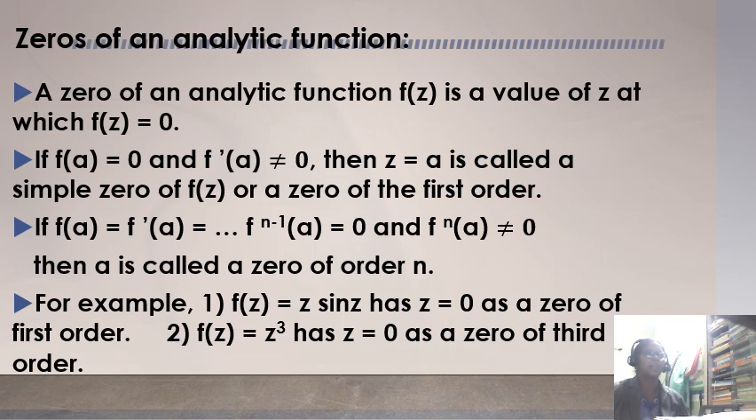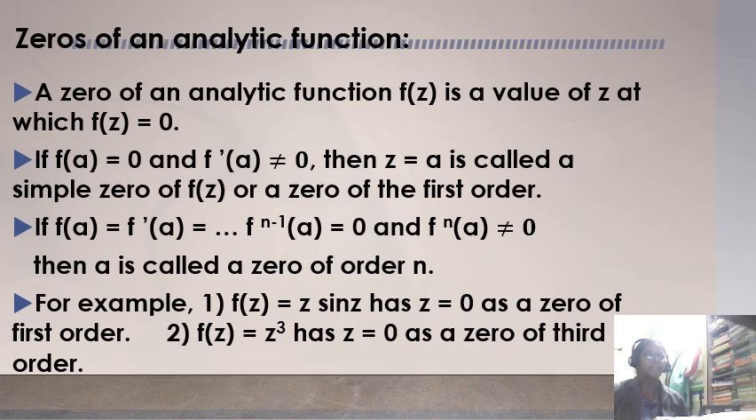Now let us see about zeros of an analytic function. A zero of an analytic function f of z is a value of z at which f of z is equal to 0. If f of a is equal to 0 and f dash of a, the derivative of f of z at z equal to a, is not equal to 0, then z equal to a is called a simple zero of f of z or a zero of the first order.